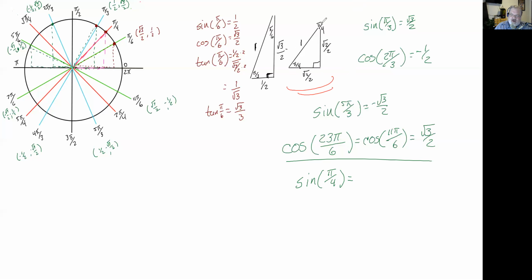Because we made this hypotenuse 1, it fits right here. And we know the horizontal and vertical displacements of that. We know this is square root of 2 over 2 in the horizontal and square root of 2 over 2 in the vertical. So what's the sine of pi over 4? It's the y value, because it's sine. So it's the y, square root of 2 over 2.